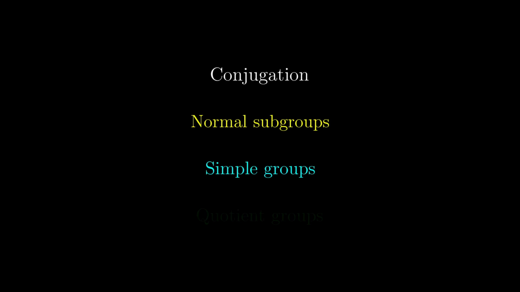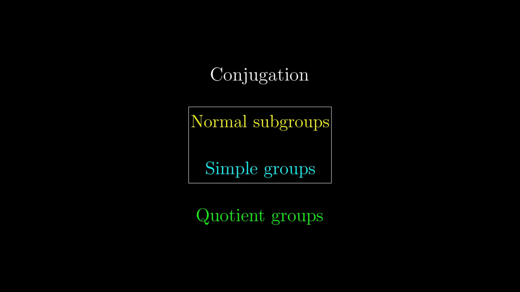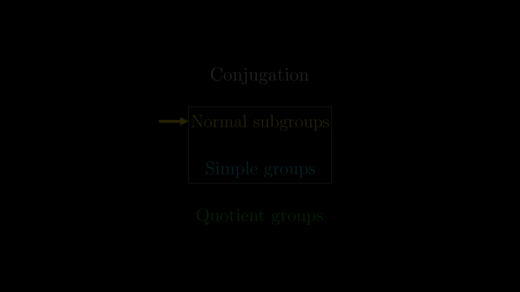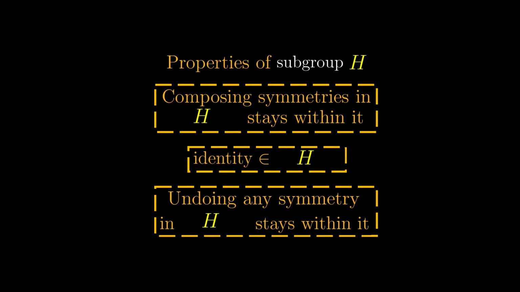Conjugation gives rise to many other important concepts in group theory, and for the rest of this video, we will focus on normal subgroups and simple groups, and leave the quotient group concept for now because I will cover it in the next video. But for the normal subgroup, we first need to revisit the concept of a subgroup mentioned in just the previous video. This was what we came up with when we discussed Lagrange's theorem in the last video.